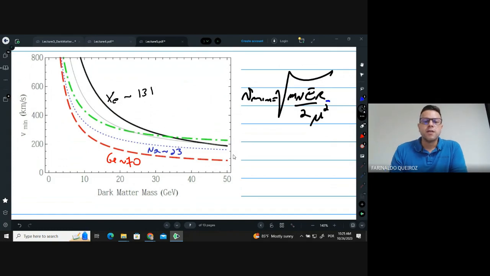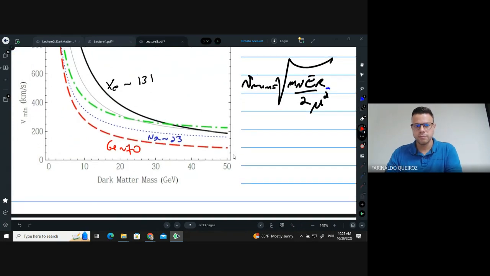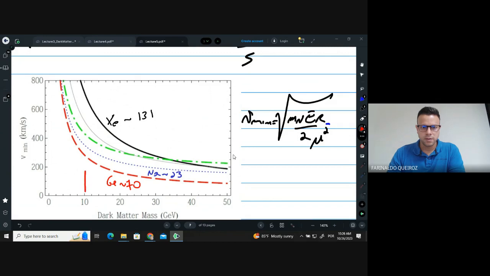Let's pick a dark matter mass of 10 GeV. I'm going to write a vertical line here, 10 GeV. If I have a 10 GeV dark matter particle, I need that particle to have at least 700 kilometers per second in order to produce a recoil energy that I can see. If the dark matter happens to be 20 GeV, then it doesn't have to have such a minimal velocity. It should be around 400 to produce a signal. If it's 40, it would be this value.